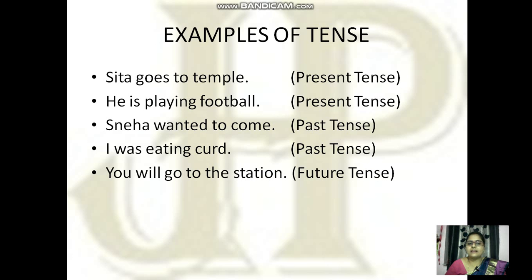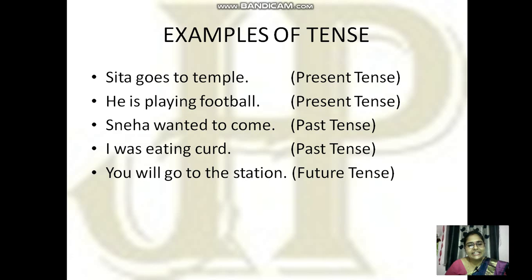Now come to some examples. Here are some examples of tenses. Sita goes to temple. This sentence is in present tense because in English, here is verb plus s or es. So, this sentence is in present tense, particularly present indefinite. Okay. He is playing football. The word is shows that the sentence is in present tense.